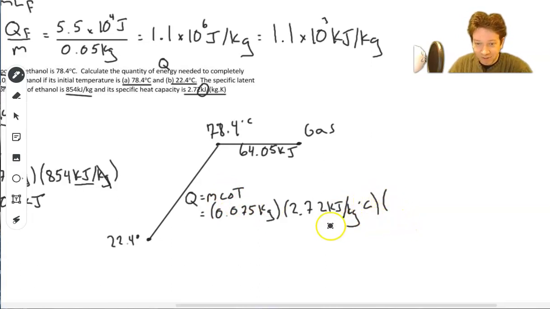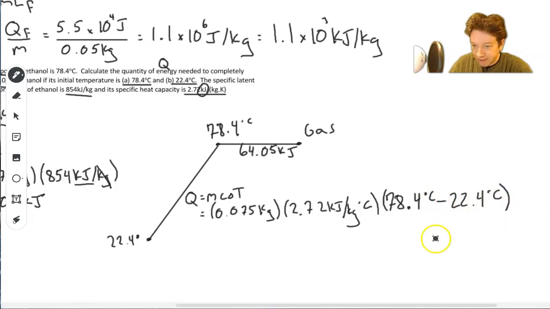And our change in temperature, we're going from 22.4 to 78.4. So always do final minus initial. So 78.4 degrees Celsius minus 22.4 degrees Celsius, and you put that in your calculator, you'll get 11.42 kilojoules.